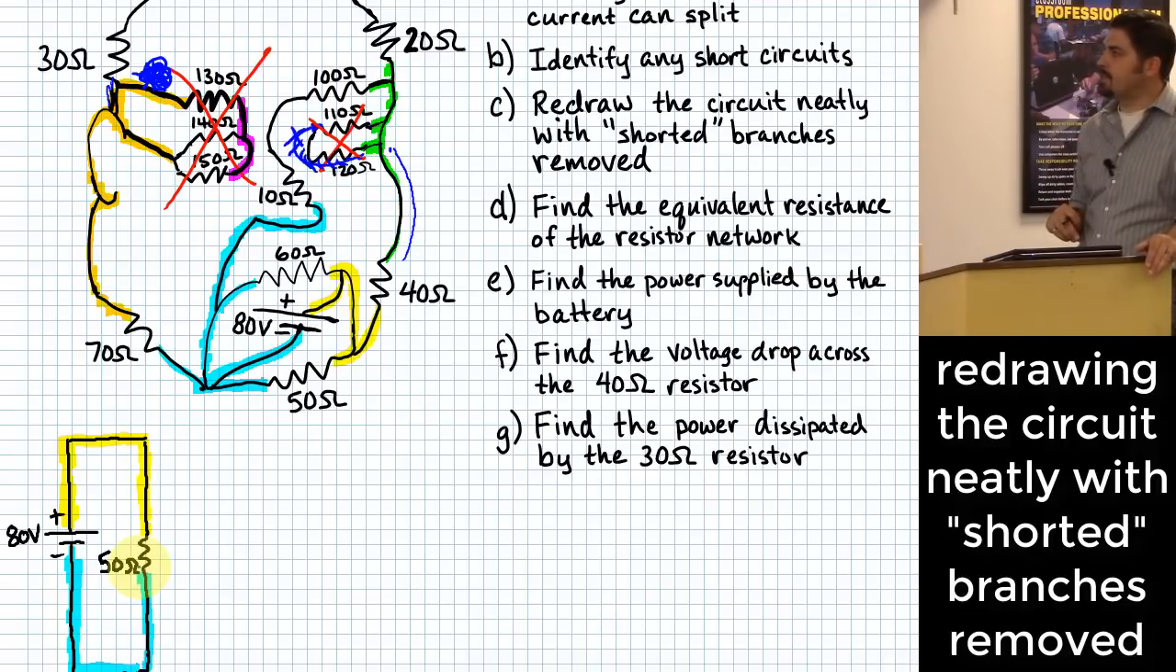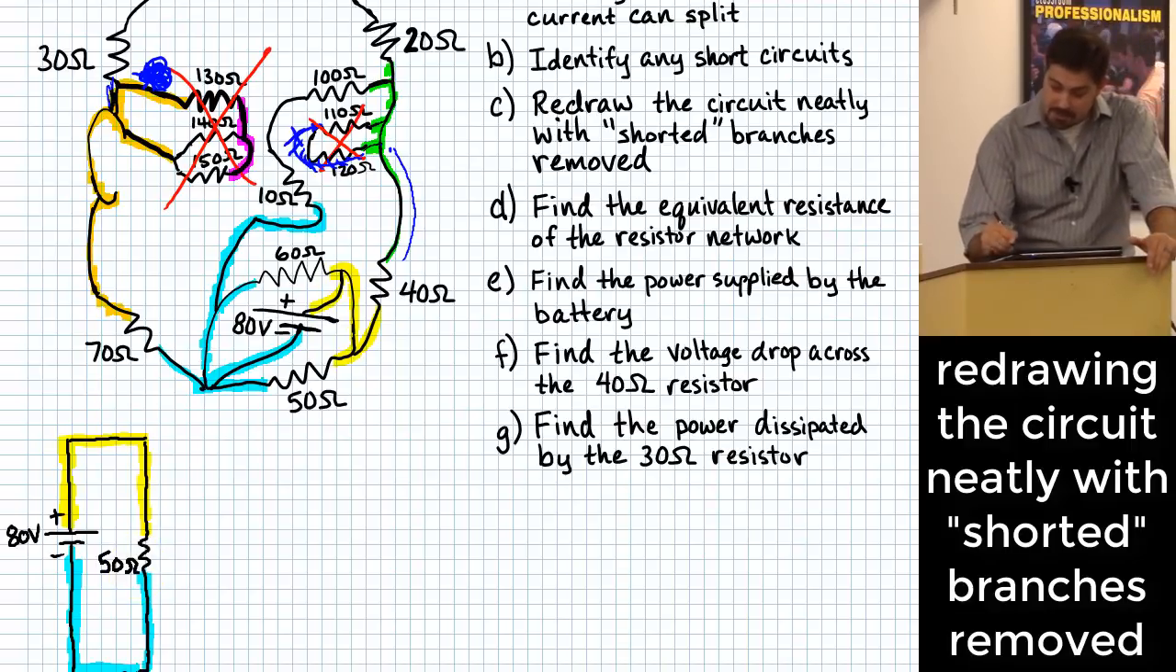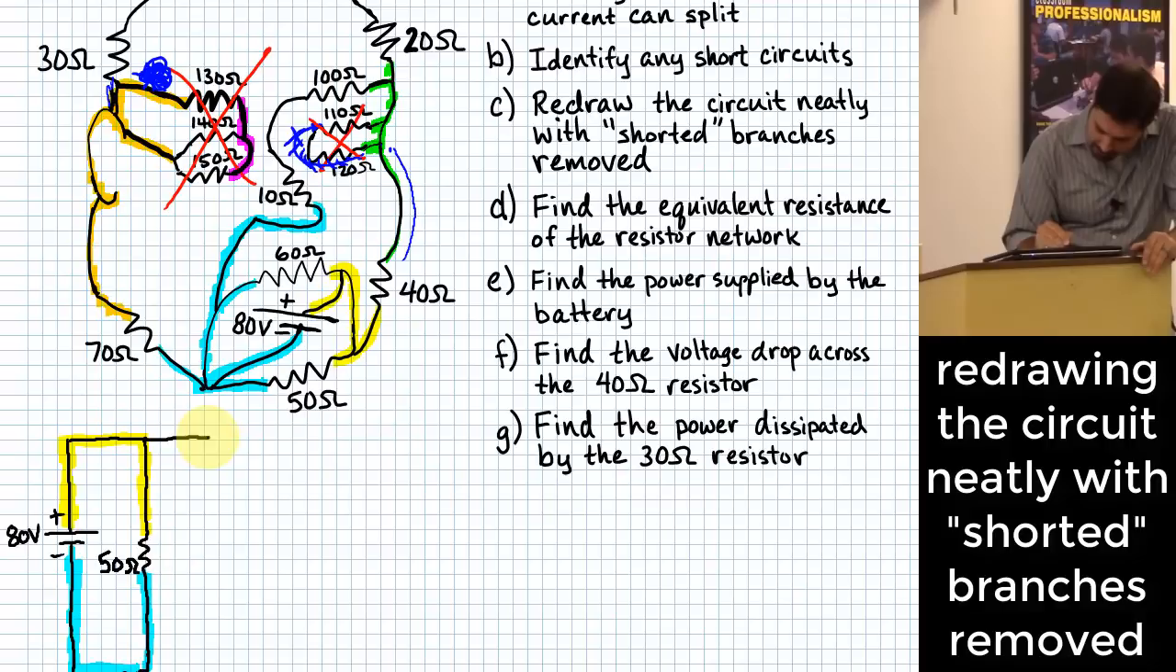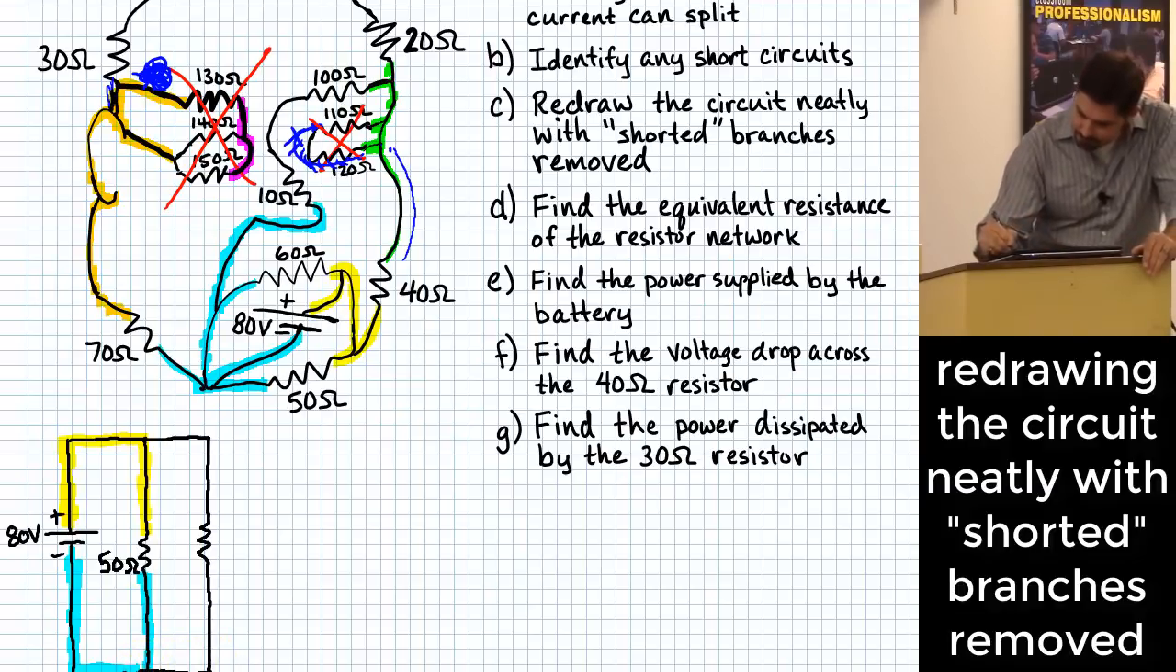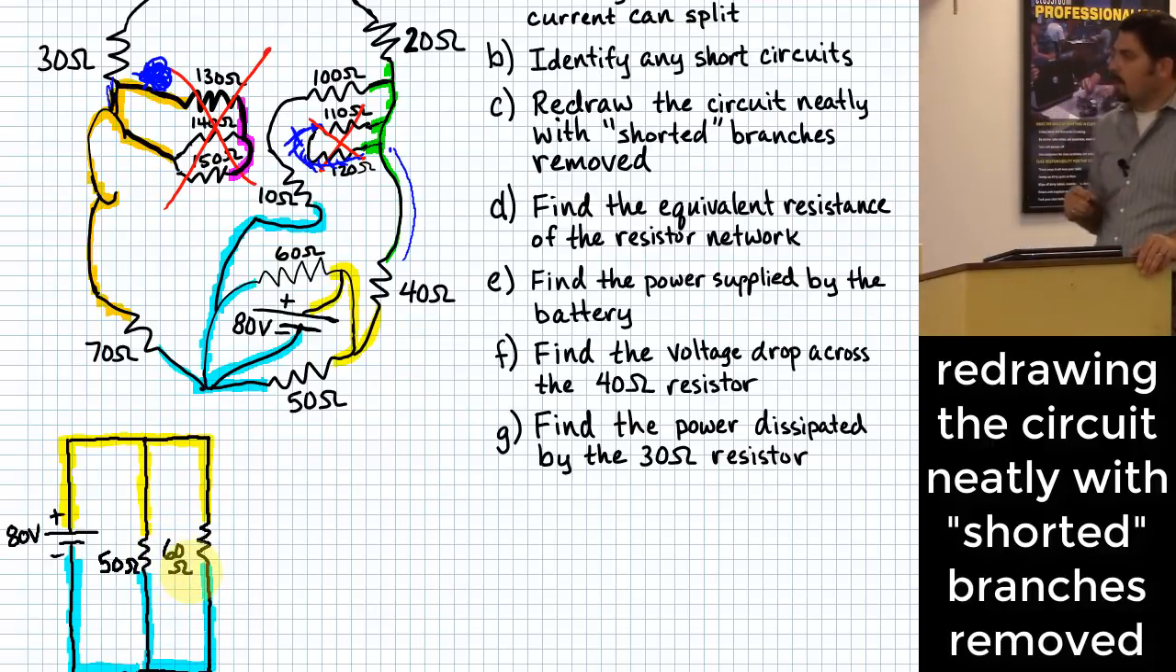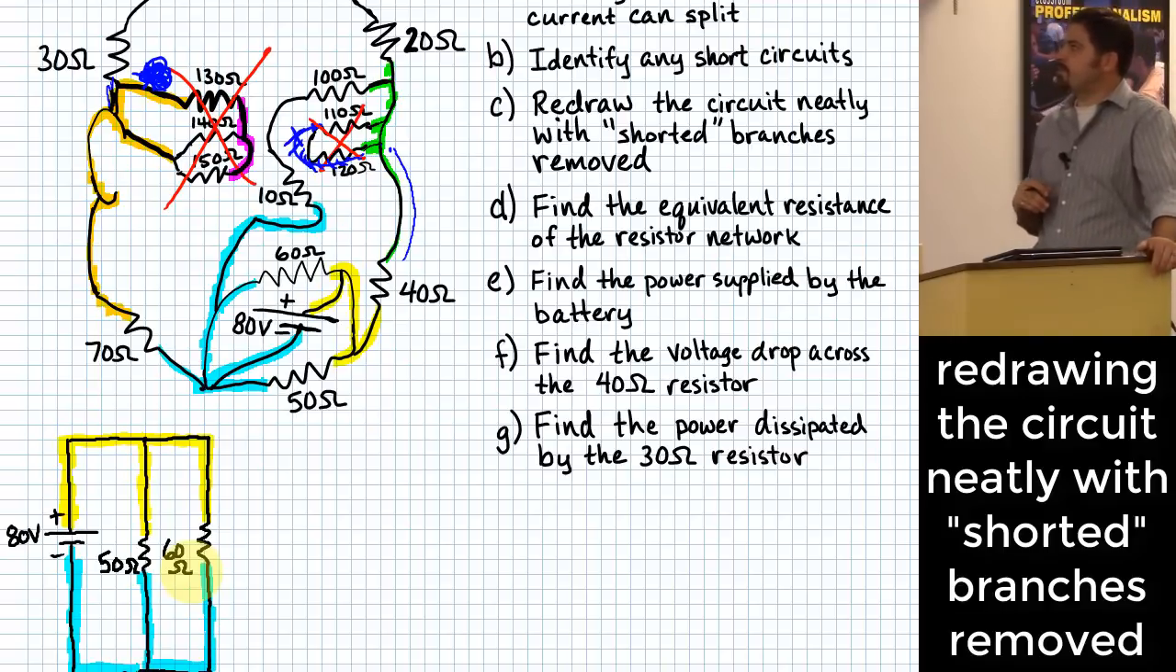What's another path it could take to go from yellow to blue? It could go through the 60 ohm. So we make another path. We make a parallel path where the current could go from yellow to blue. Just like this. Okay, let me label that as the 60 ohm. All right. Are there any other paths that current could take going from yellow back to blue?